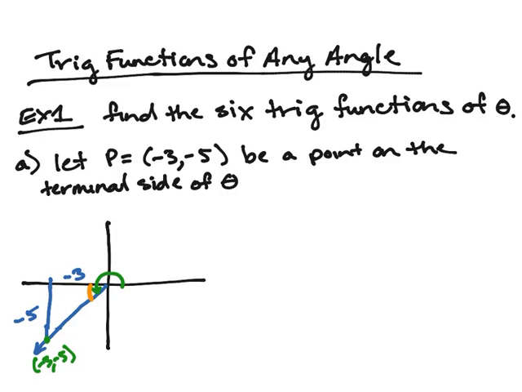Okay, so let's look at what we're doing here. The triangle I have is a right triangle. There's my theta. That side has a length of 3. That side has a length of 5. If I want to find all 6 trig functions, we need to know the hypotenuse as well.